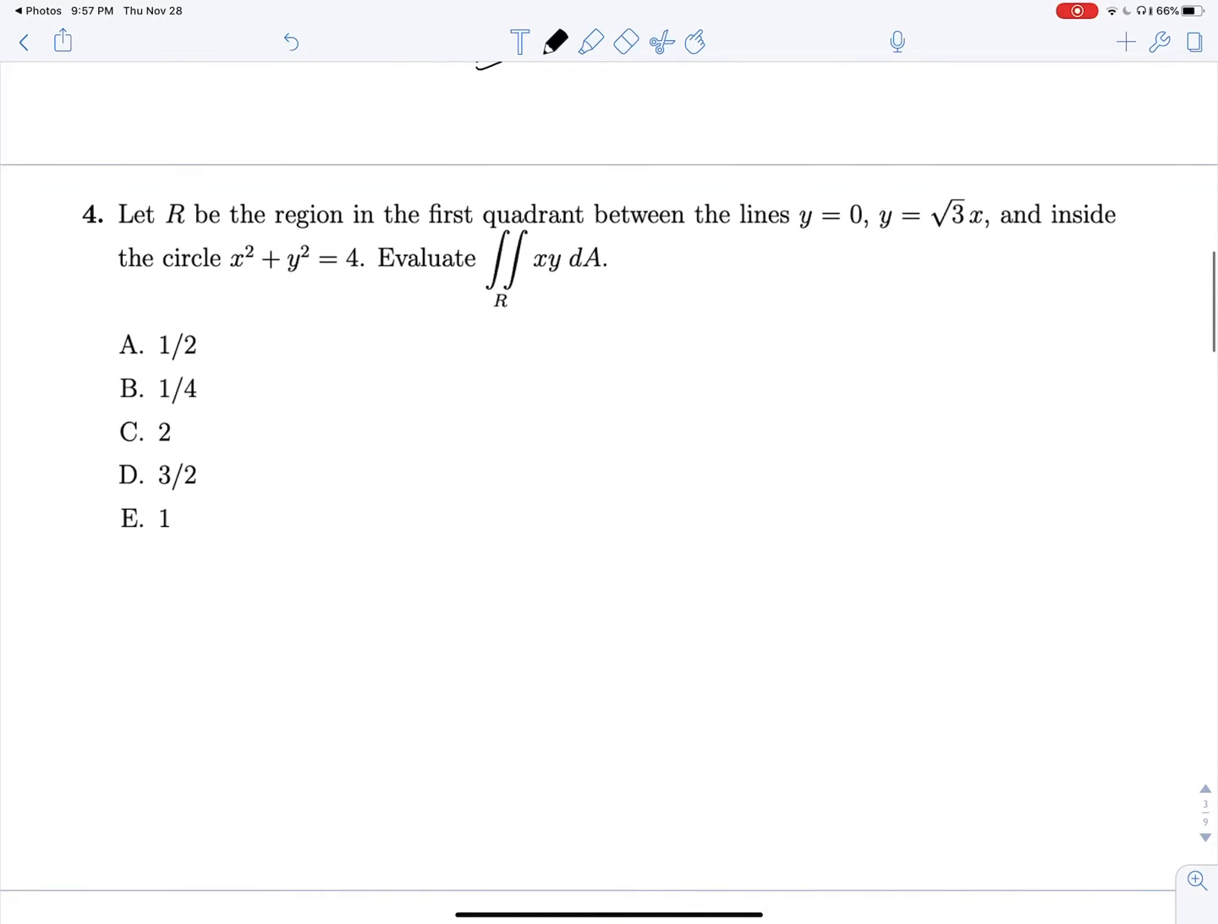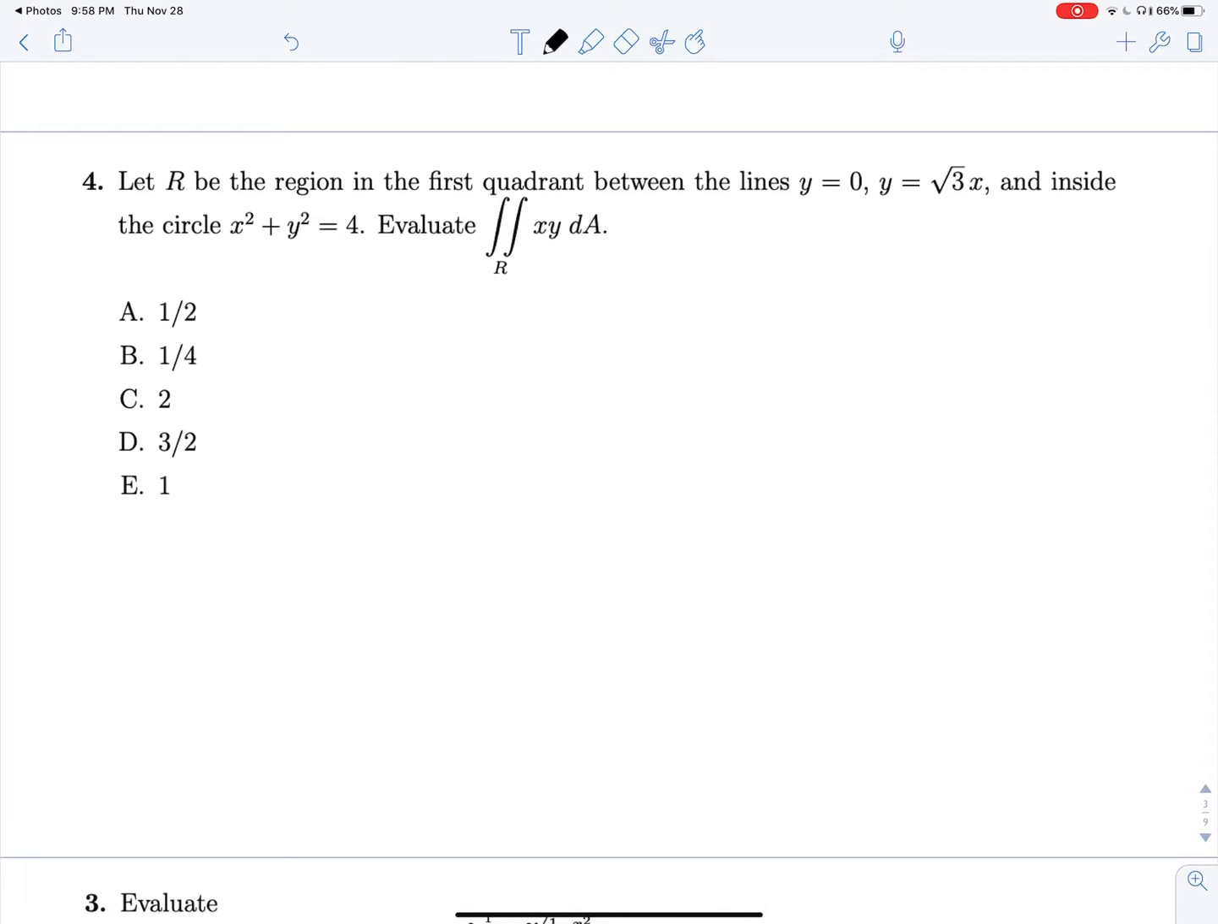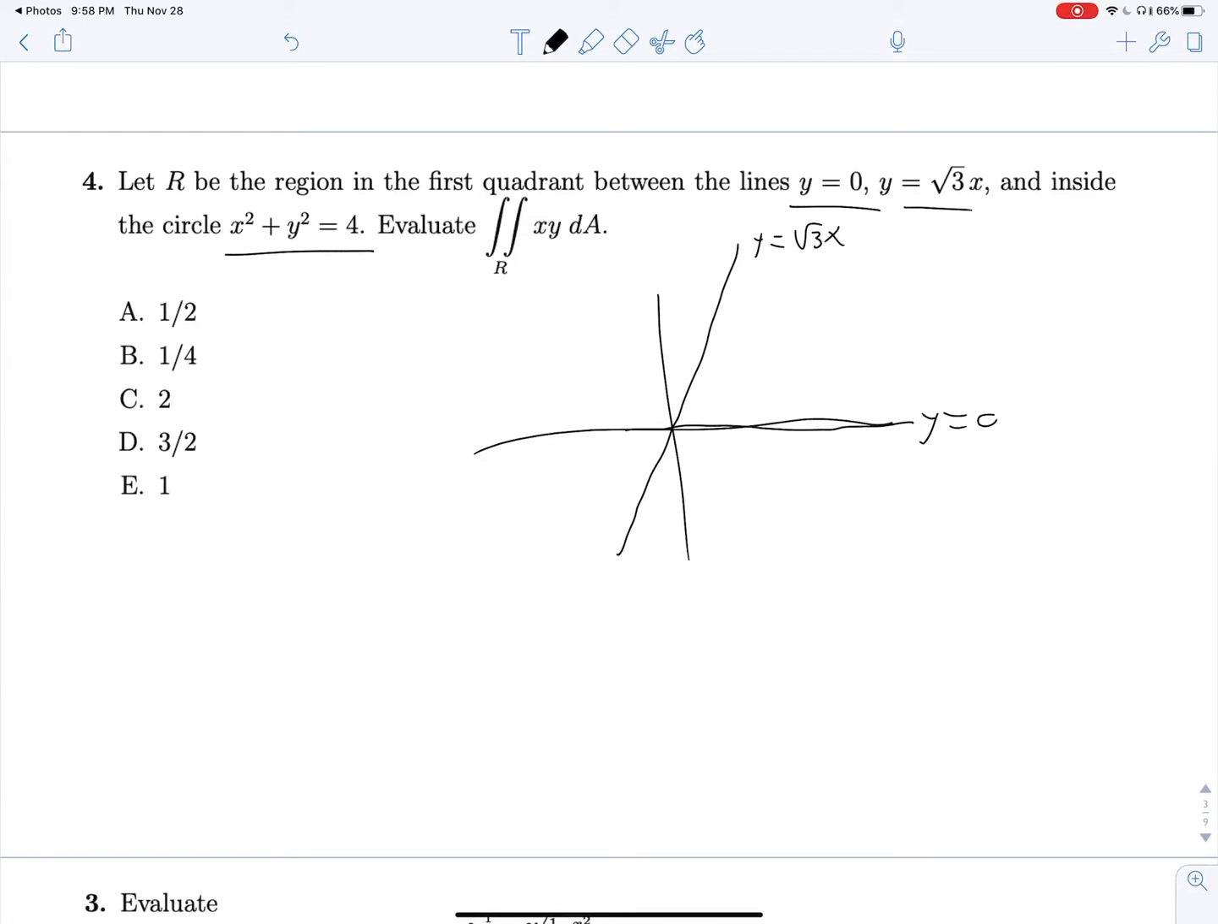Okay, let R be the region in the first quadrant between this line, and inside this circle, and we're evaluating that whole thing right there. So let's draw this out. We're just in 2D. We're looking at the line y equals 0, the line y equals root 3 x. So that's going to be something like that because root 3 is greater than 1. So y equals root 3 x, and the circle of radius 2. So there's our region right here.